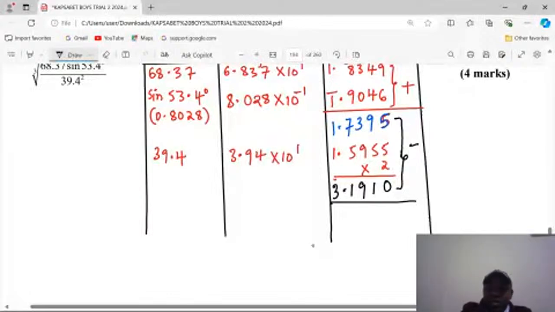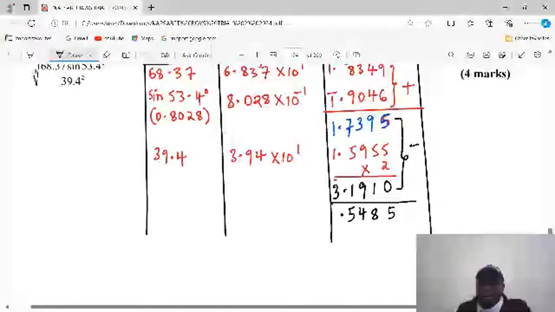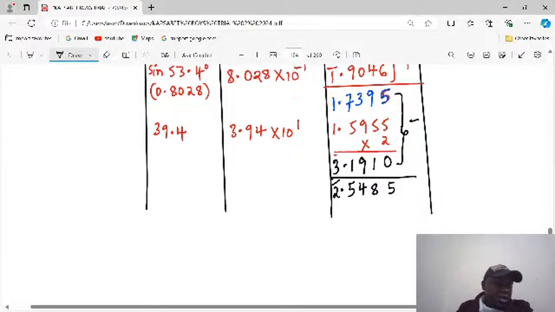5 minus 0, 5. 9 minus 1, we get 8. 3 minus 9, that should be 13 minus 9, we get 4. Then we'll be having 6 now because we've carried 1. 6 minus 1, we get 5. Point. 1 minus 3, that will be bar 2. 1 minus 3, it becomes bar 2.